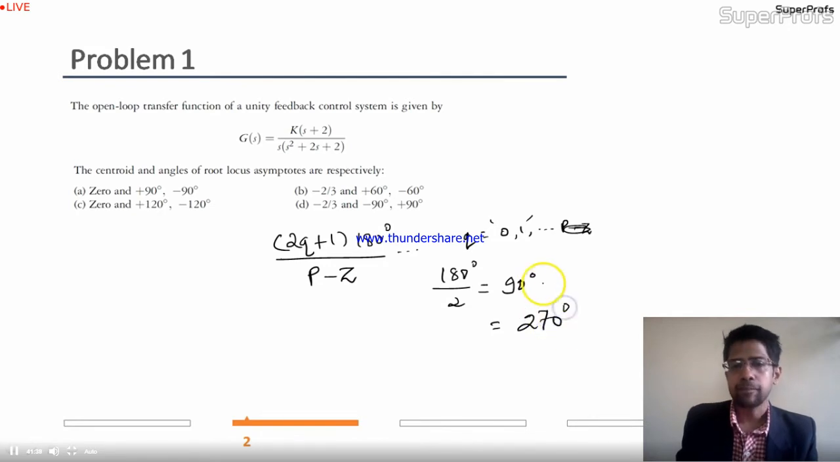Okay, so 270 degrees is nothing but minus 90 degrees also. So option A is correct here. The centroid is 0 and the angles of the root locus asymptotes are respectively 90 and minus 90. Okay, so problem number 1's answer is A.